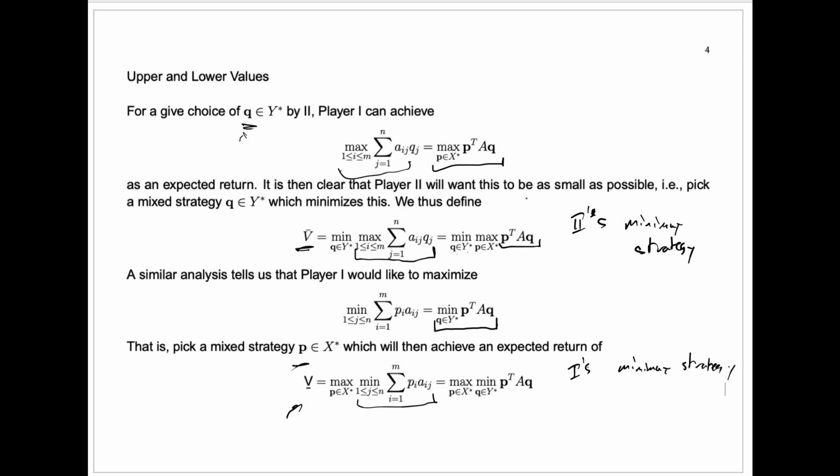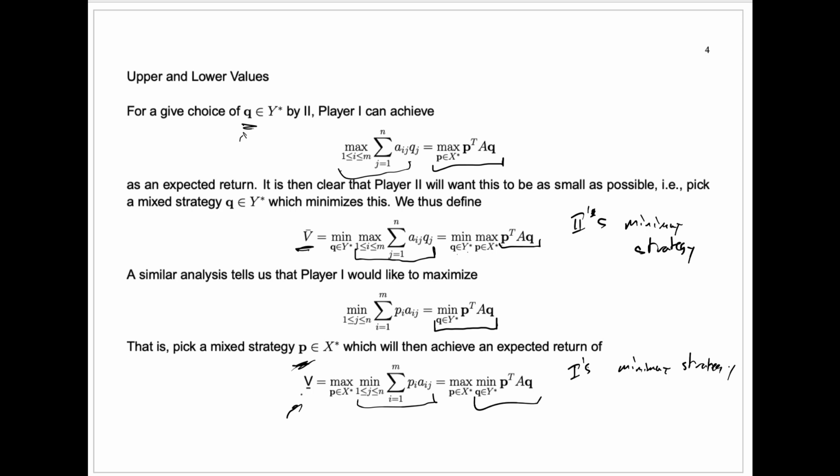So the upper value of the game, player 2's minimax, is what is achieved with player 2's minimax strategy. It's something player 2 can say: I'll do no worse than this. That's some expected return, and as player 2, I can force the expected return to be no higher than V upper bar, the upper value of the game. V lower bar is what player 1's minimax strategy achieves, and player 1 can always force at least this return, V lower bar. How? By just announcing in advance the choice of P in X star that maximizes this quantity. And so player 1 can force the return to be at least V lower bar.